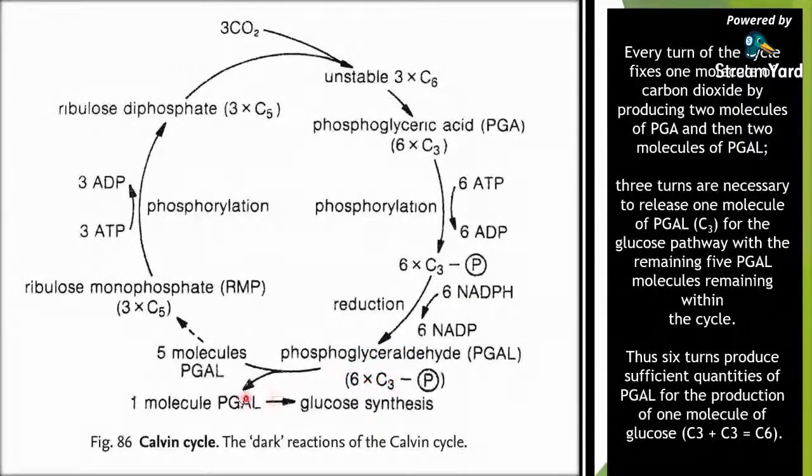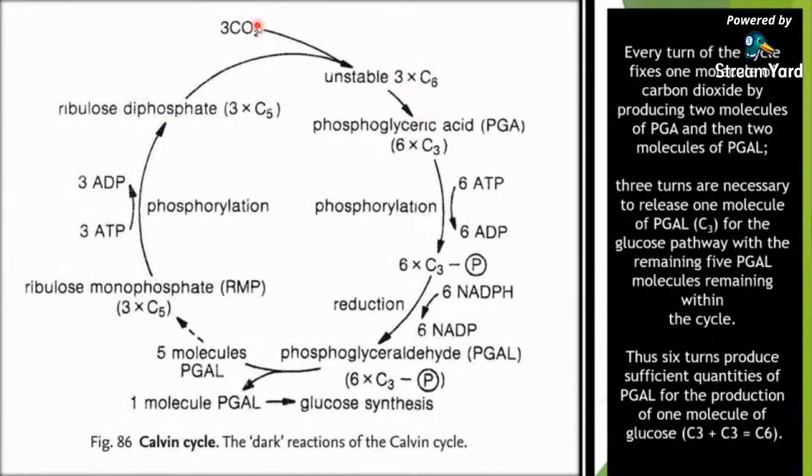There occurs the generation of 6 molecules of phosphoglyceraldehyde, out of which 1 molecule goes into the glucose synthesis. But for the glucose synthesis, it requires 6 molecules of phosphoglyceraldehyde, and the remaining molecules go towards the formation of ribulose monophosphate, and that ribulose monophosphate again combines with ATP and produces the ribulose diphosphate, which will again initiate the chain.